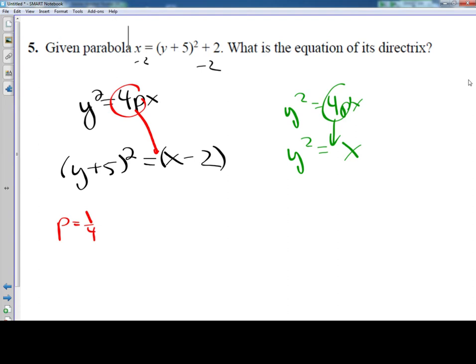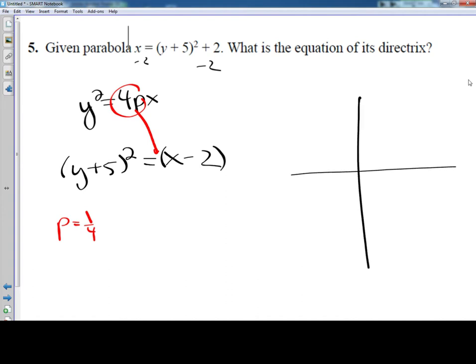Because if it's a quarter, correct? Okay, so now that we've gotten that taken care of, let's think about this. I need to identify the equation of the directrix, which I can also find the focus very easily. But here's what I need to do. Where is my vertex? Well, my vertex is at -5, comma 2. That is my vertex.